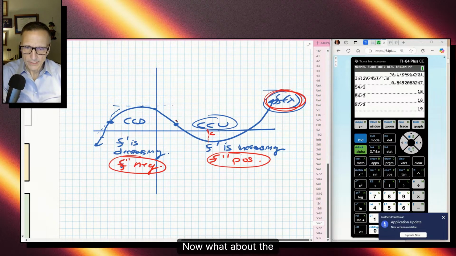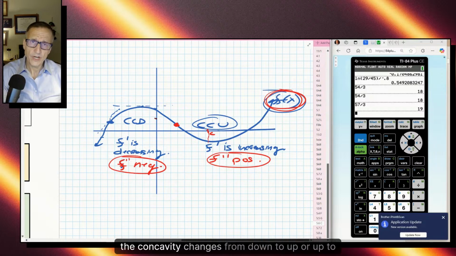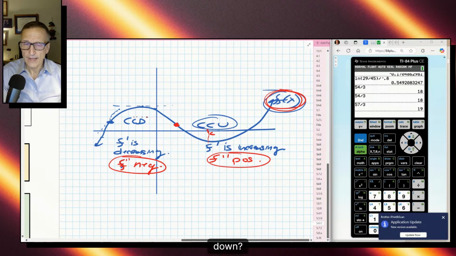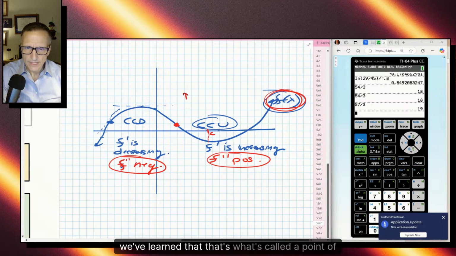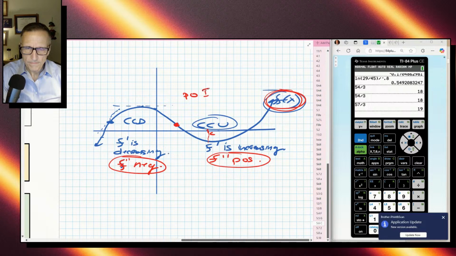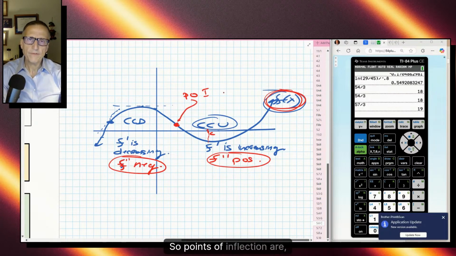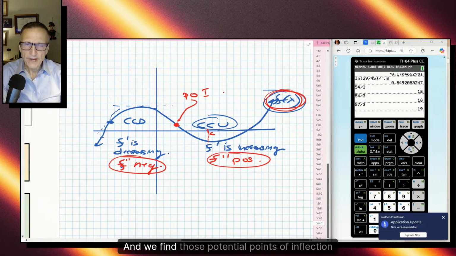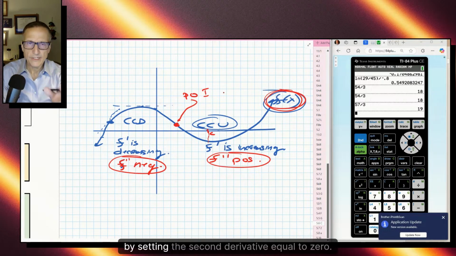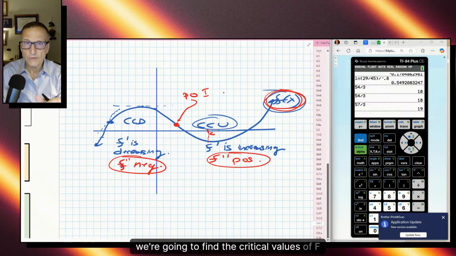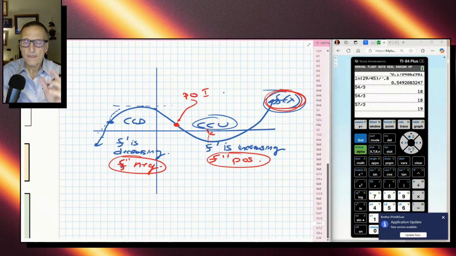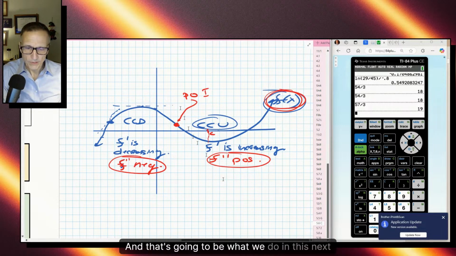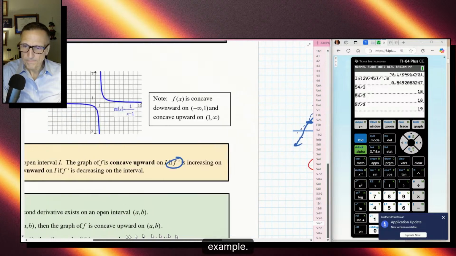Now, what about the place where the concavity changes from down to up or up to down? Well, we've learned that that's what's called a point of inflection. So points of inflection are where the concavity changes. And we find those potential points of inflection by setting the second derivative equal to 0. In other words, we're going to find the critical values of f prime. And that's what we do in this next example.